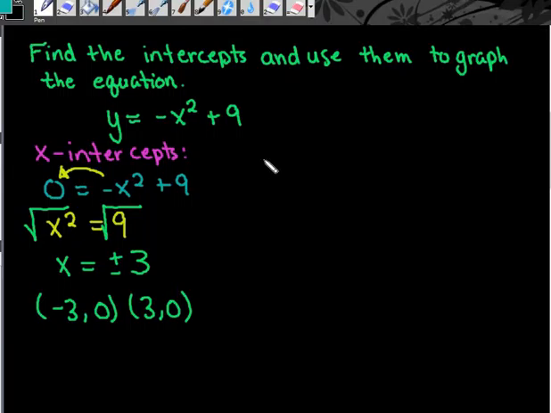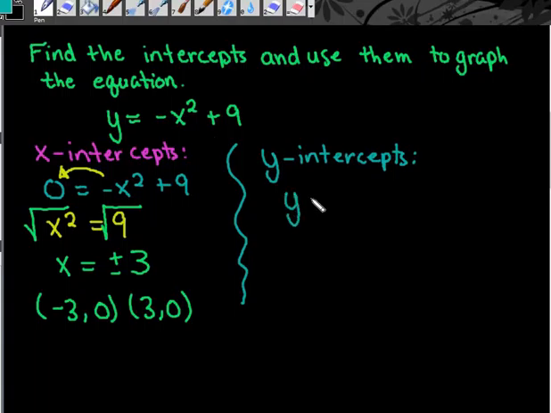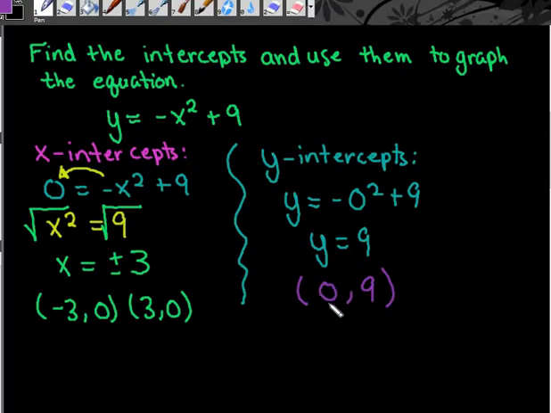We would do the same thing for y-intercepts. To find the y-intercepts, this is where the graph crosses the y-axis. So instead of replacing y with 0 like we did for the x-intercepts, we're going to replace x with 0. So we really have y equals negative 0 squared plus 9. So we end up with y equals 9. So our y-intercept is going to be 0, 9 because our x-coordinate that we plugged in was 0 and our output was 9.